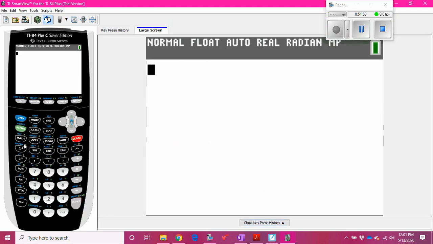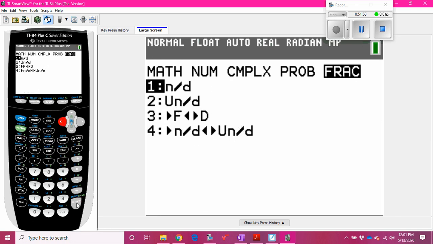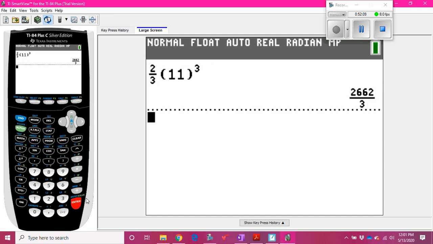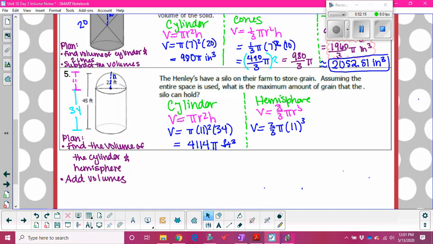Let's clear this. Okay, so we go to math, fraction, insert. So we have 2/3, and we do parentheses, times 11, and then a cube. There it is. Okay, so that's 2,662 over 3 pi. And that is feet cubed.